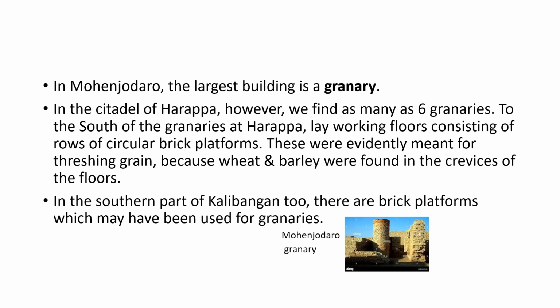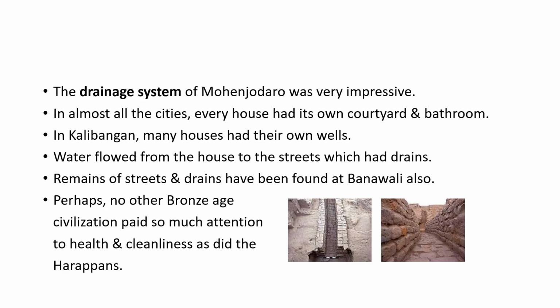Now, when we come to Kalibangan, in the southern part of Kalibangan too, there are brick platforms which may have been used for granaries. Thus, it would appear that granaries played an important role in Harappan cities. And the kind of granary which you are seeing in this slide, most of the granaries were of similar types. Now, the drainage system is the most important part of the town planning of Harappan civilization.